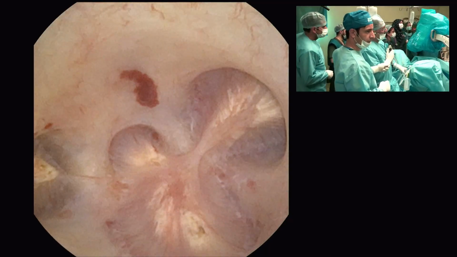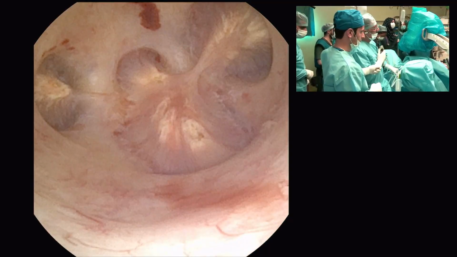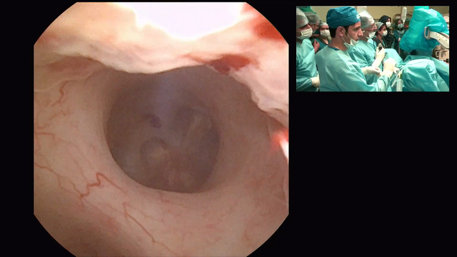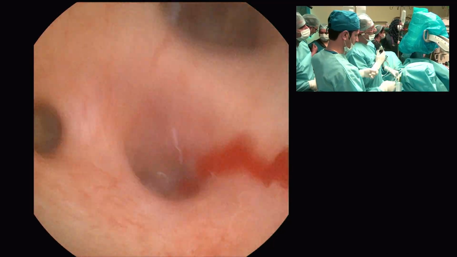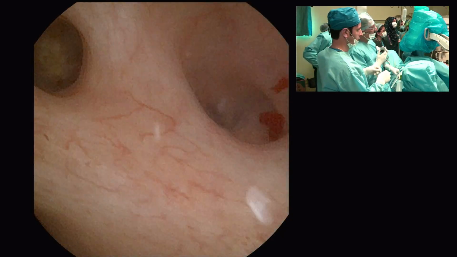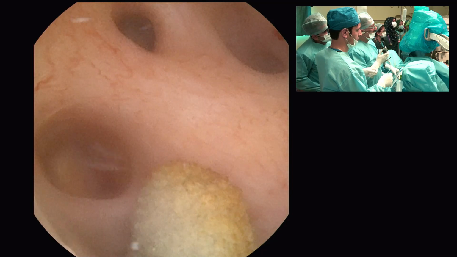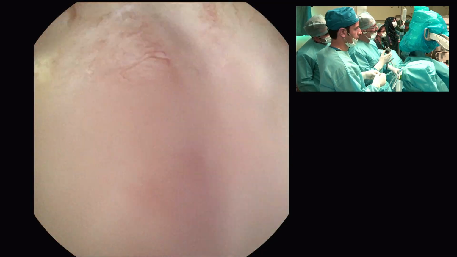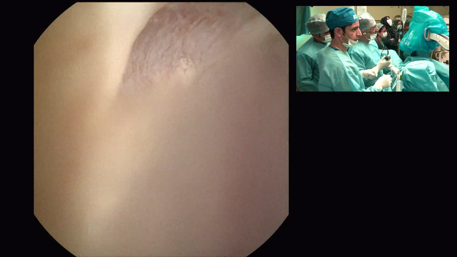Okay. So the vision is absolutely fine. So this is the upper calyx. These are the middle calyxes. And this is the stone here. And here, this is the lower calyx. Fine.